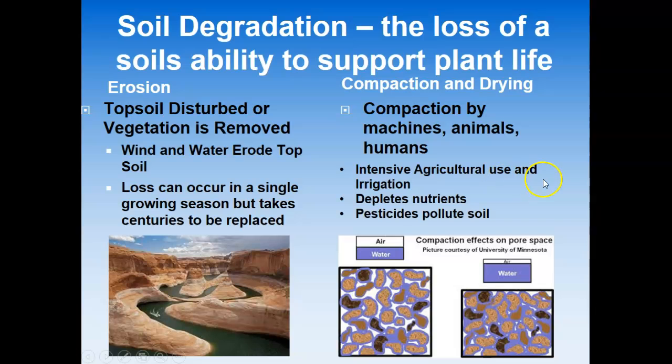Soil degradation can happen a couple of different ways, and this is just the loss of soil's ability to support plant life, and erosion is one. So this is when the topsoil has been disturbed and the vegetation has been removed by either wind or water that's eroded away the topsoil. And it can occur in a single season but take centuries to be replaced.